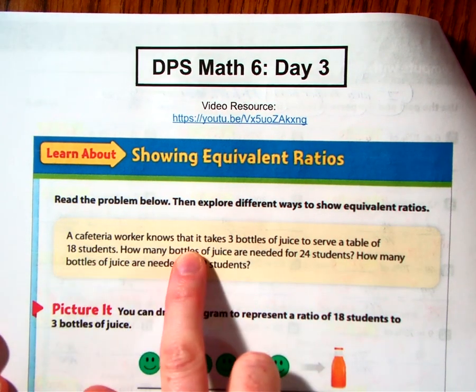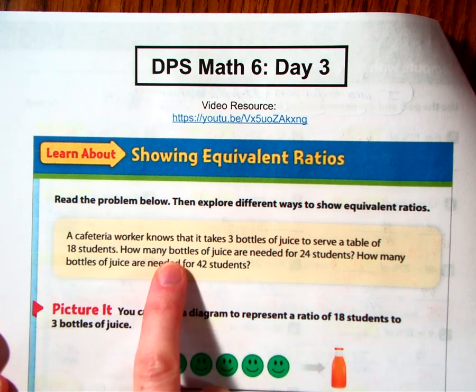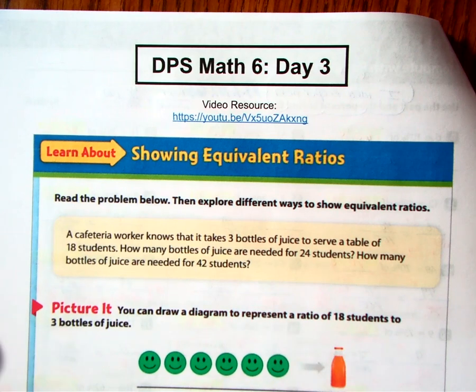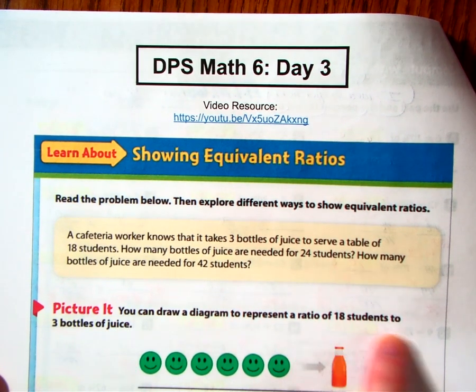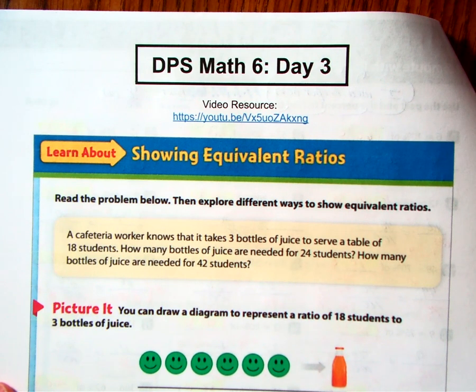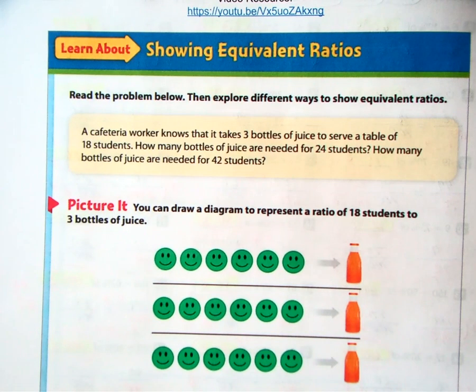A cafeteria worker knows that it takes 3 bottles of juice to serve a table of 18 students. How many bottles of juice are needed for 24 students? How many bottles of juice are needed for 42 students? Picture it. You can draw a diagram to represent a ratio of 18 students to 3 bottles of juice. Alright, we got 6 happy faces to 1 bottle of juice, and it's repeated 3 times. So that would be 18 students to 3 juices.